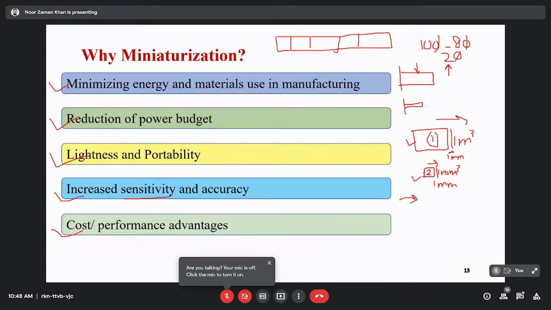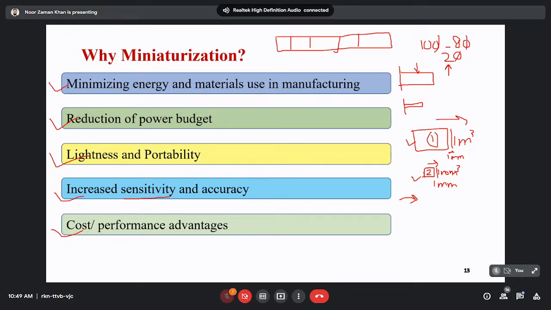The last one is the cost performance advantage. Let's take a lively example. If you put a syringe in a human body, we can feel some pain. But if you put the same syringe in an elephant's body, it will not feel that much pain. The same thing happens here: sensitivity increases with the reduction in size. So that is done.